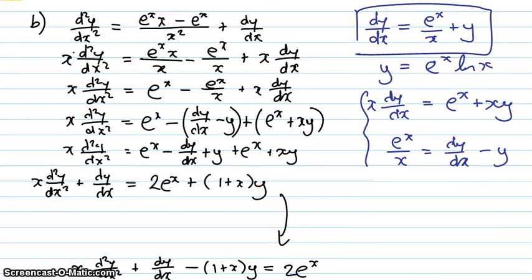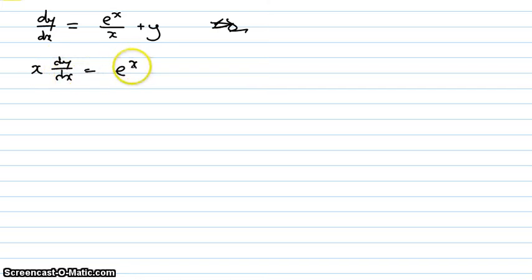Now, there's another way of doing this question, which may be better, hard to say. So again, just remember I had dy by dx equals e to the x over x plus y. And if I straight away notice that this means that instead of just differentiating straight away, I say x dy by dx is equal to e to the x plus xy. This makes my differentiation a little bit easier because there's no quotient rule.